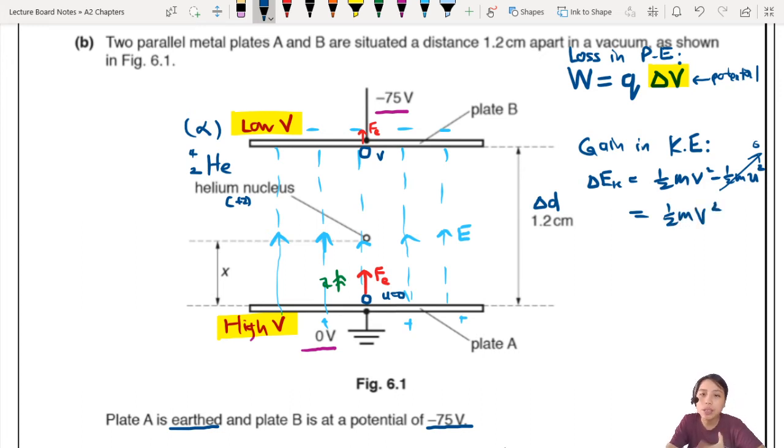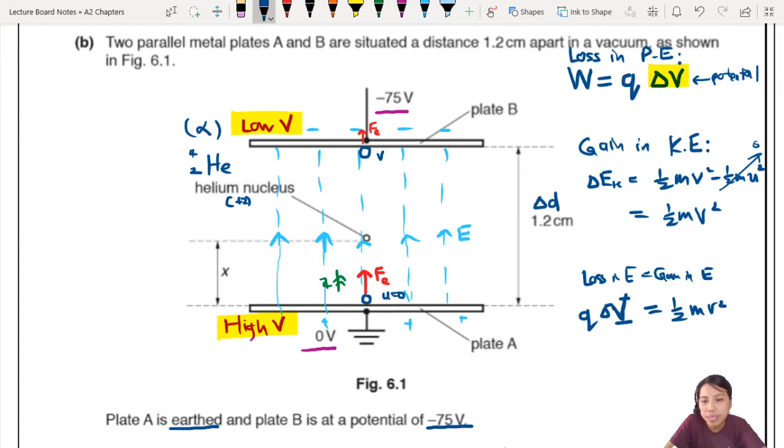By conservation of energy, these two have to be related. Whatever you lost equals whatever you gain. So loss in potential energy equals gain in kinetic energy. Q delta V equals half m v squared. Please don't confuse the V's. The first V is voltage, the potential difference. The second v is velocity.